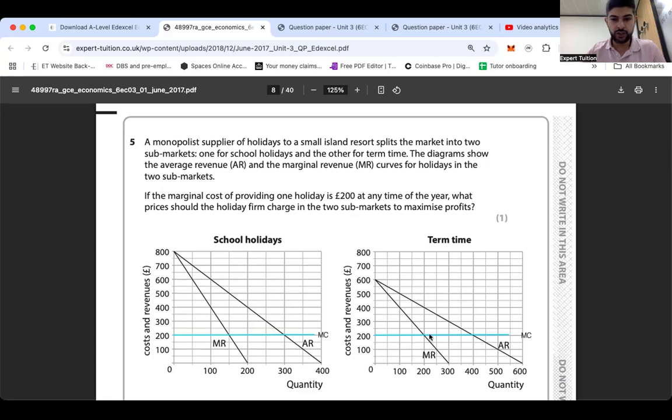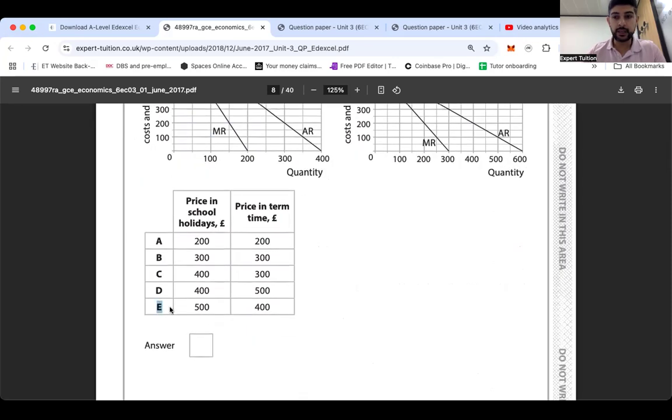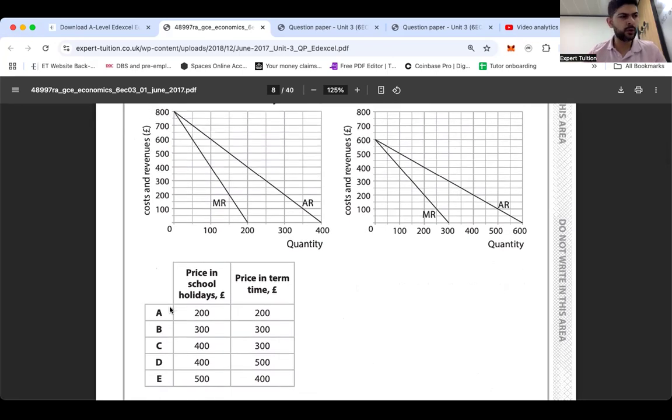How much are they going to charge during term time? Well, MC equals MR is over here now. They get 200 units of sales, and the price is £400 in term time. And if I now scroll down, you'll be able to see that obviously we got the answer right together. Yeah. So 500, 400, the answer is E. Hopefully that was really clear. And if not, practice those questions. They've asked one or two since then in the new spec as well, but you just need to recognize that you need to know the marginal cost in order to work out everything else.